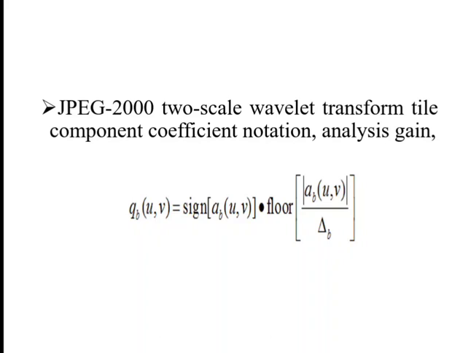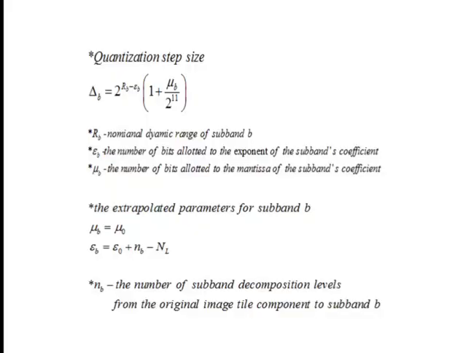For error-free compression, mu_b is equal to 0, R_b is equal to epsilon_b and delta_b is equal to 1. The extrapolated parameters for the subband b are given by the formulas mu_b is equal to mu_0, epsilon_b is equal to epsilon_0 plus N_b minus N_L, where N_b denotes the number of subband decomposition levels from the original image tile component to subband b.